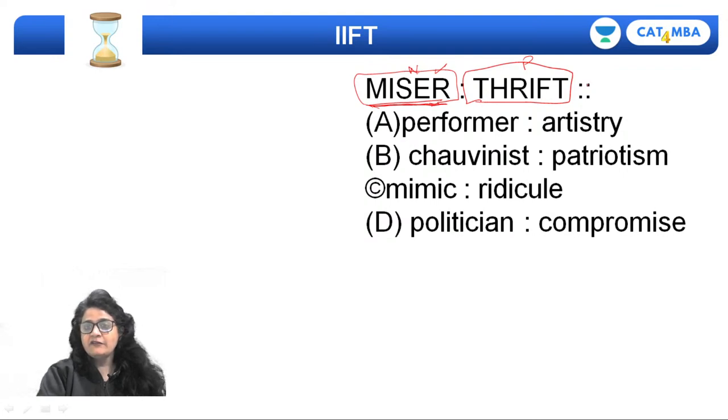Fine. So when you call somebody thrifty, that person is providential. He saves money for rainy days. Future ke liye wo paisa save karta hai. So that is what thrifty is. So both mean the same thing, paisa kam kharch karna. But this is negative, this is positive. This is economical.